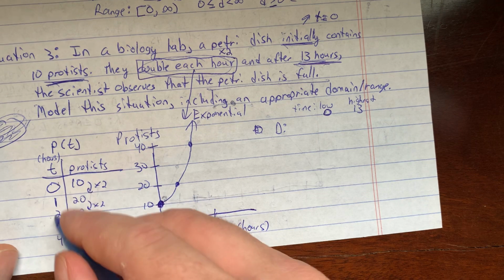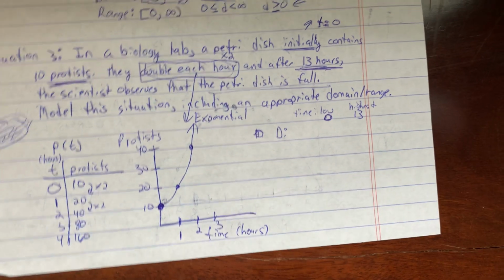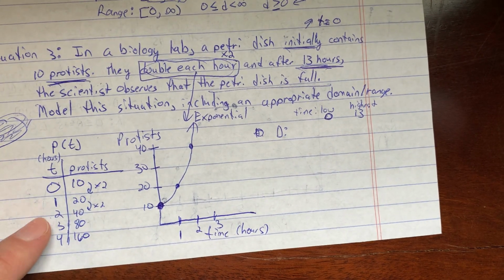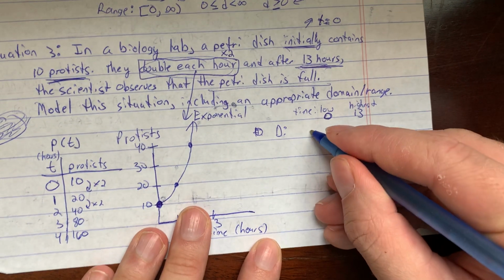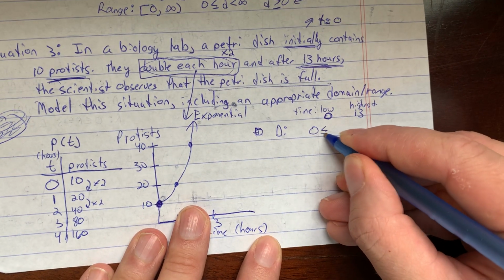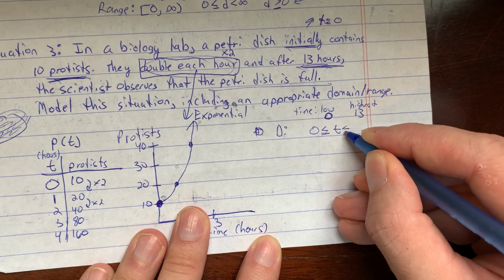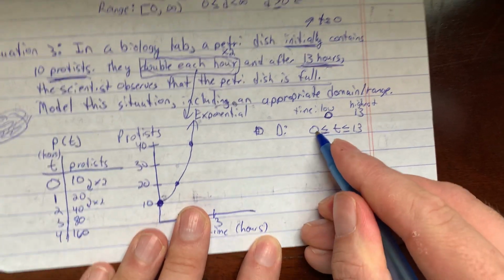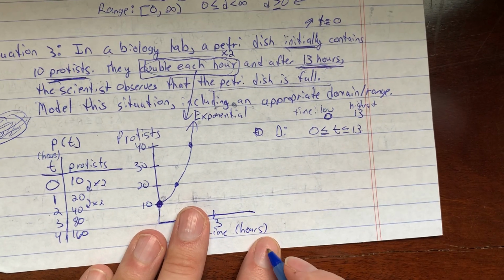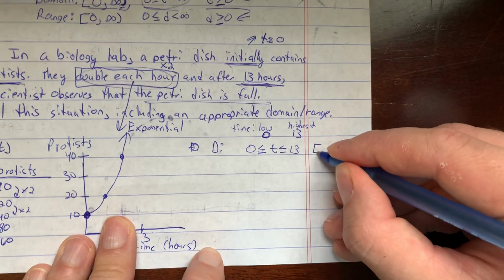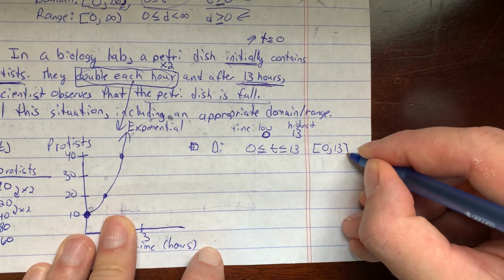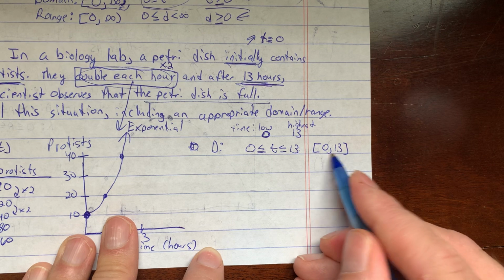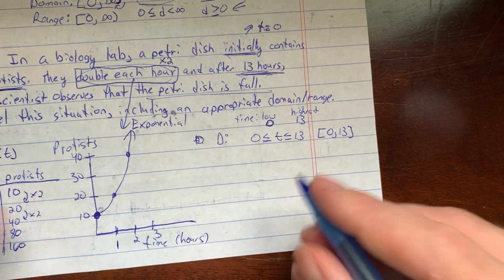Now, the question is, do all the times in between make sense? Like, could I find out how many protists there are after 2.5 hours? And the answer is yes. And so my times are going to go between 0 and 13, and they could equal 0 and they could equal 13. Of course, I could write this like this, 0, 13 in interval notation. This means all the times between 0 and 13 make sense.